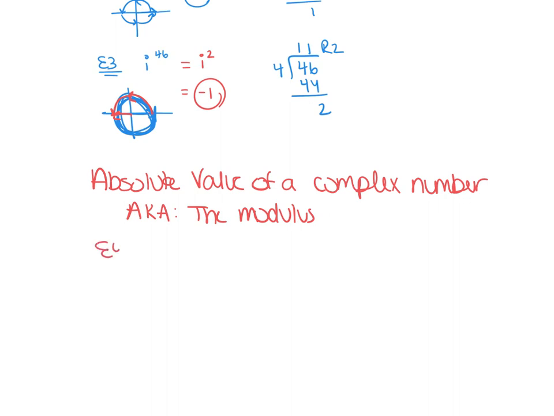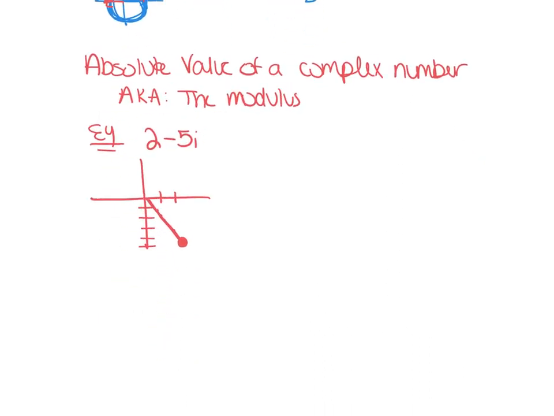So if we take a look at the number, you graphed this one yesterday in class, I think, 2 minus 5i. So if you look at this, this is telling you that you're going 2 in the reals and -5 in the imaginary. Okay, and we're just trying to find that distance. How far away is that number from the origin? That's what it means to take the absolute value of a complex number.